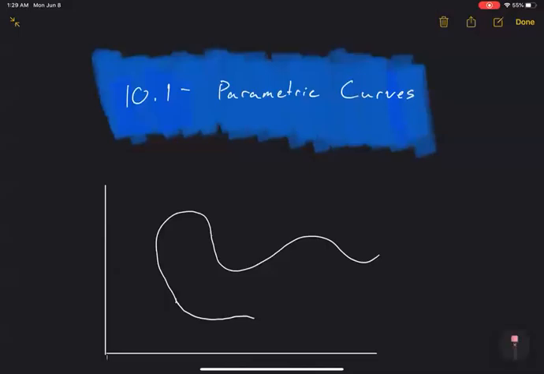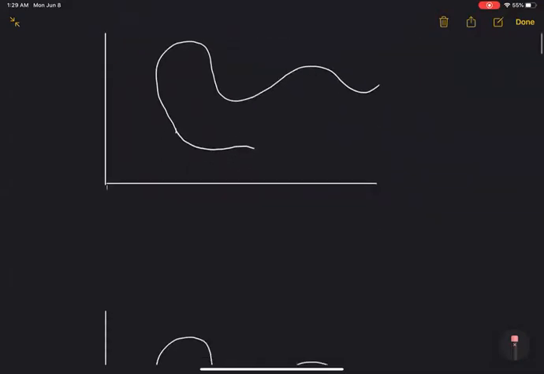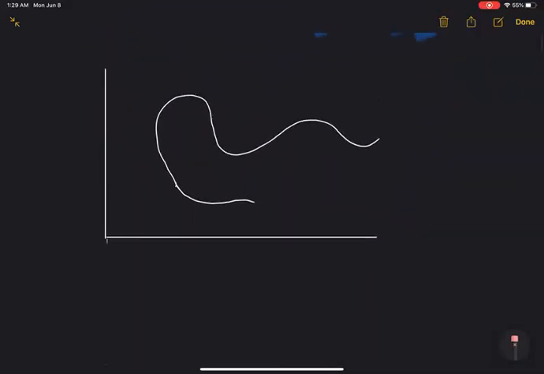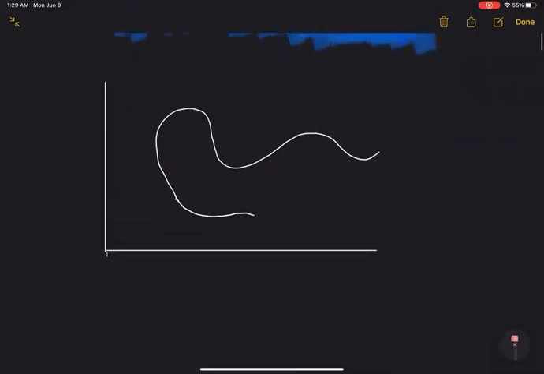Hello, everyone. In this lecture, we're going to begin talking about parametric curves and parametric equations. So this is the first section of chapter 10. An important topic for the rest of the chapter. And this stuff will carry over into Calc 3 to some extent. So if you guys are going on to Calc 3, important to know.